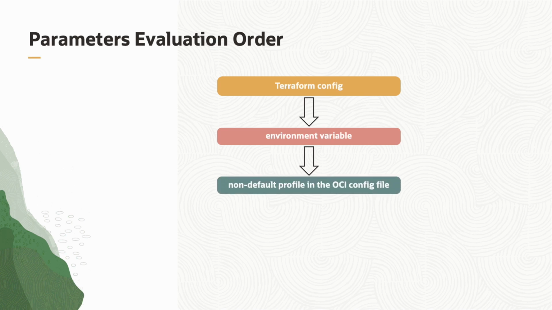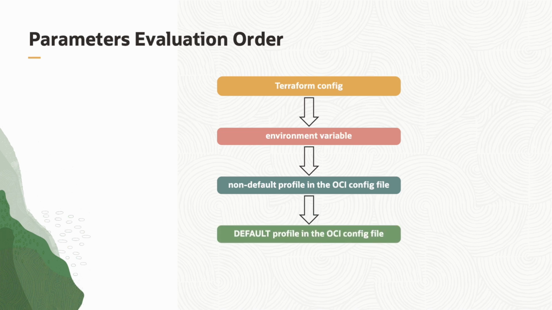Third, a non-default profile in the OCI config file. Use it if the value is not found in the environment variables. For example, you can have a profile called dev inside your OCI config file just for development. And finally, the default profile in the OCI config file as a failsafe. By following this evaluation order, you ensure accurate and efficient Terraform configurations for OCI.